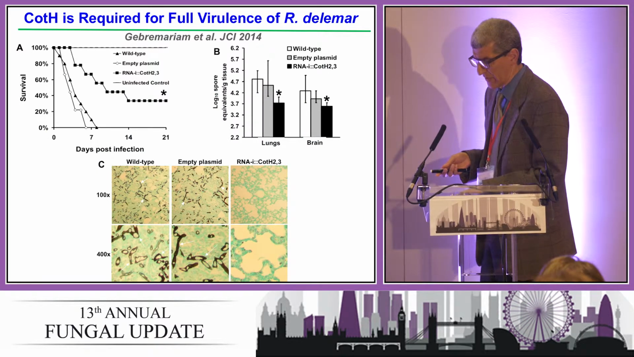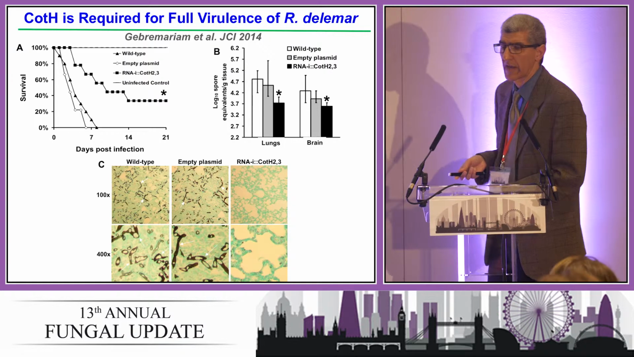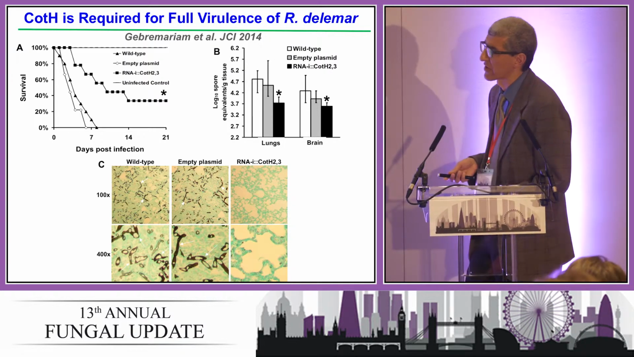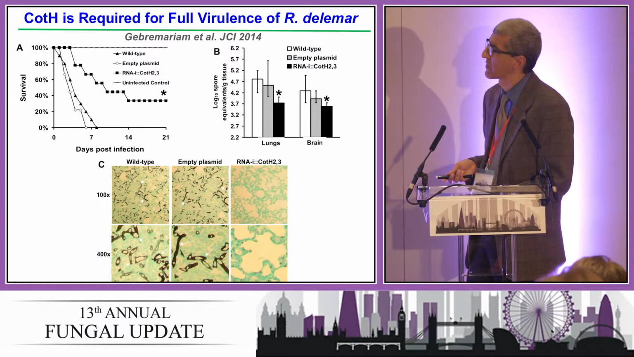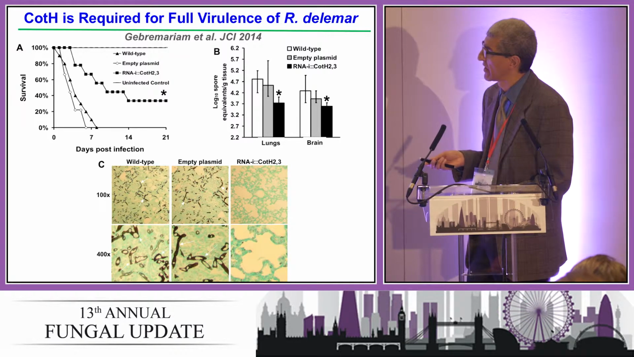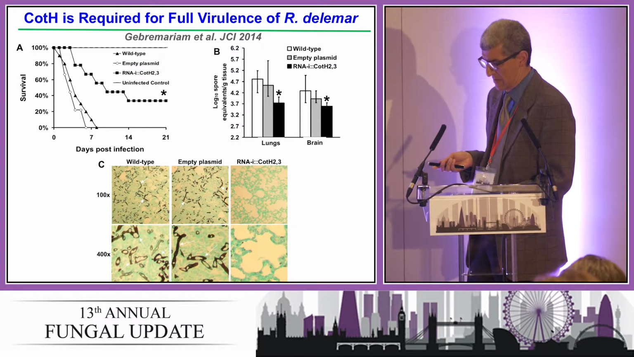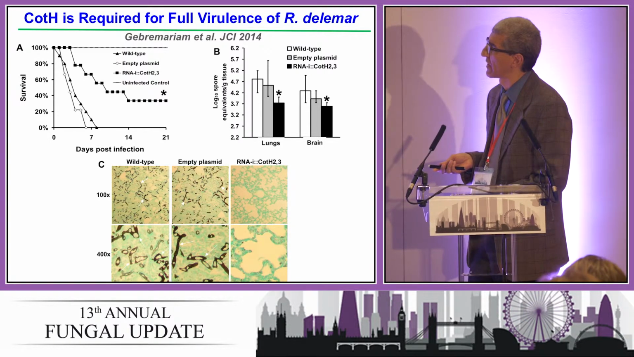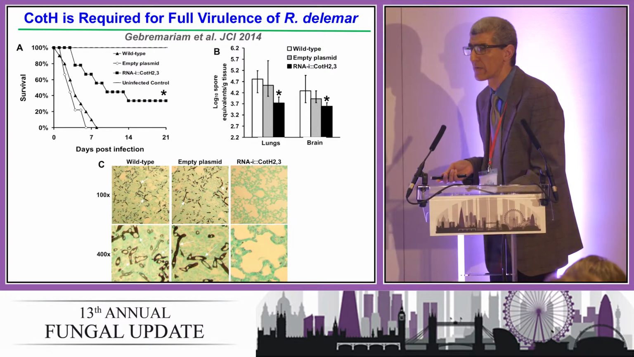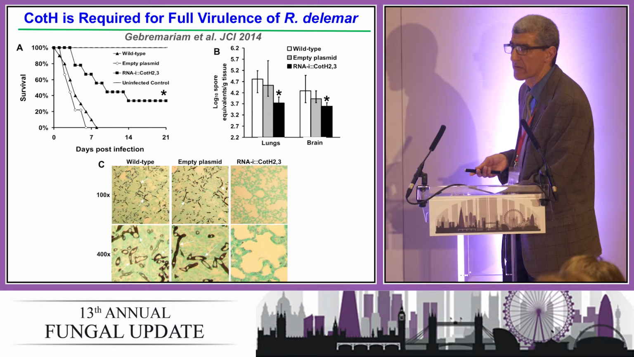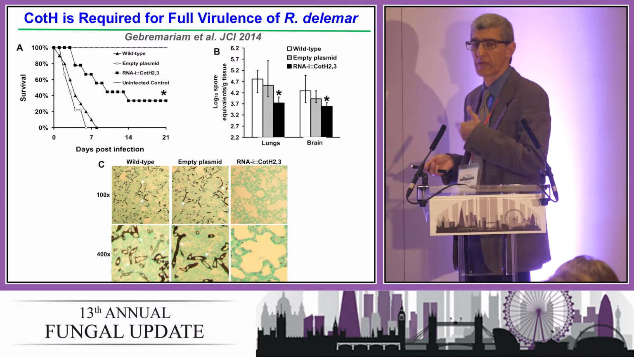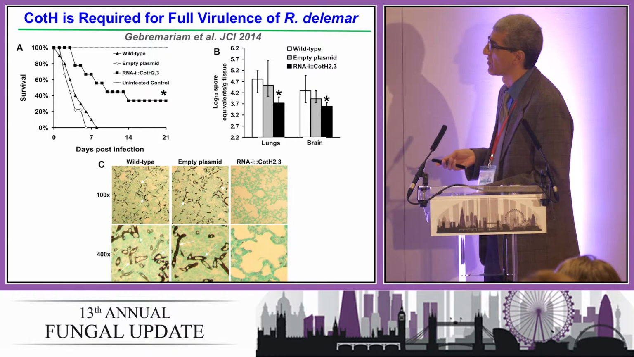So CotH is also important for virulence in an animal model. These are mice infected intratracheally with Rhizopus, whether wild type or those with attenuated expression of CotH. You can see that mice infected with the mutant had 30% long-term survival versus 0% of mice infected with the wild type or the empty plasmid. This also corresponds with the mutant having approximately 1 to 2 log difference in target organs, the lungs being the primary target organ, and the brain being a disseminated, secondary target organ.